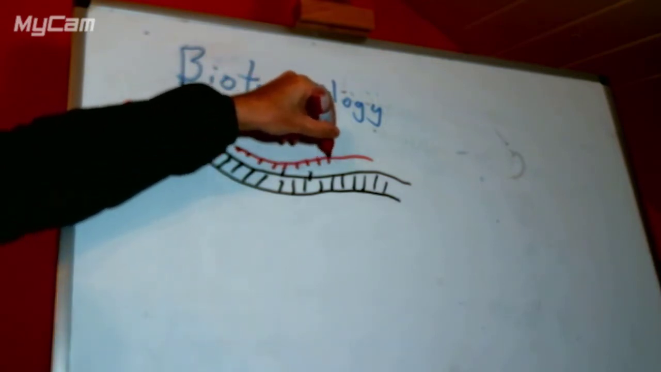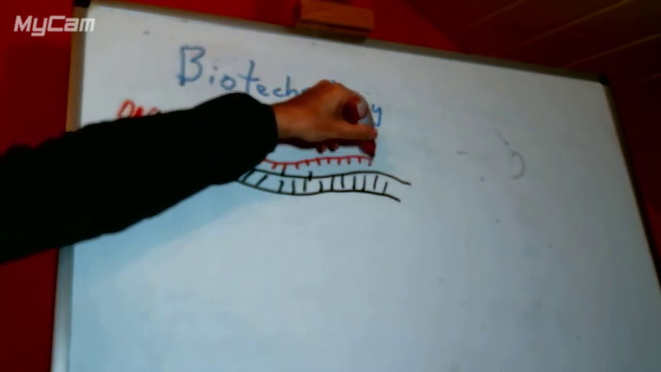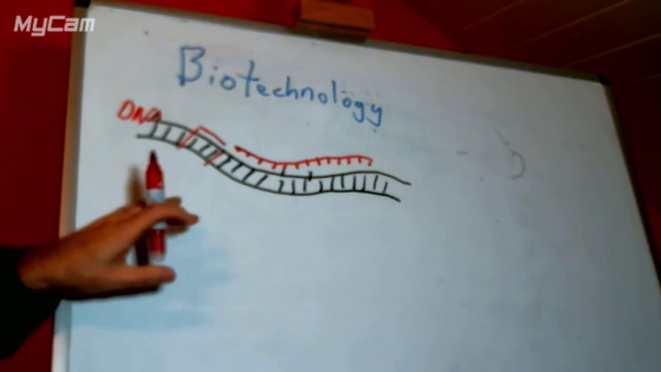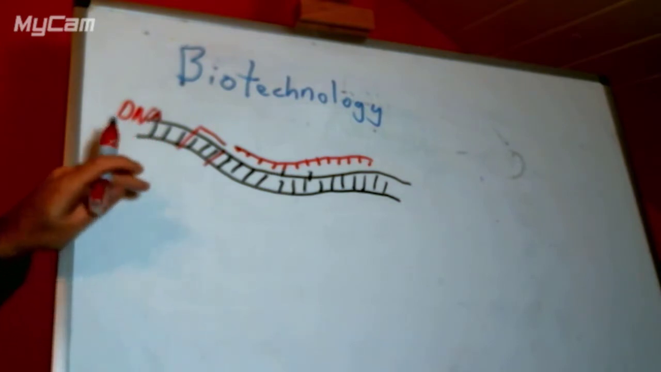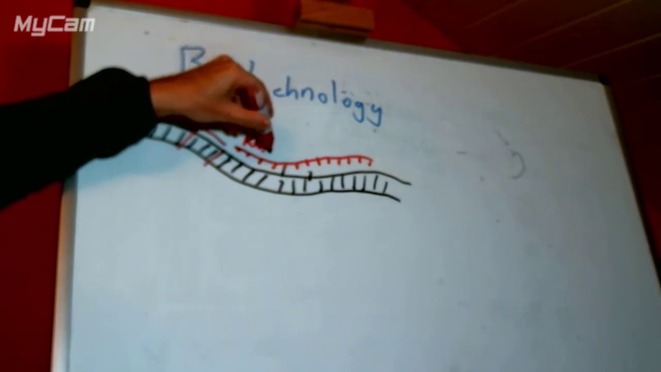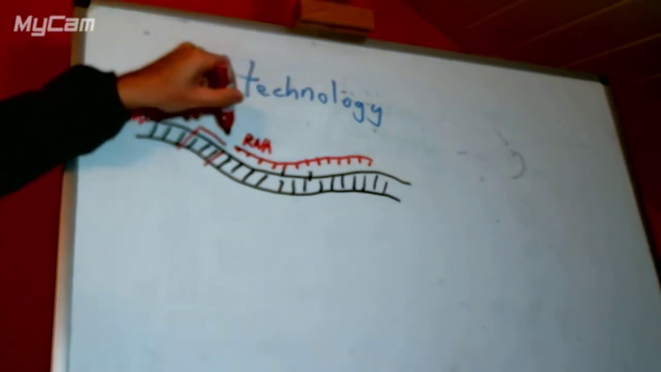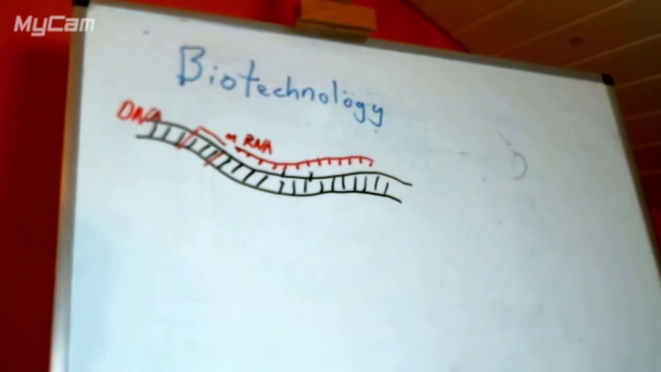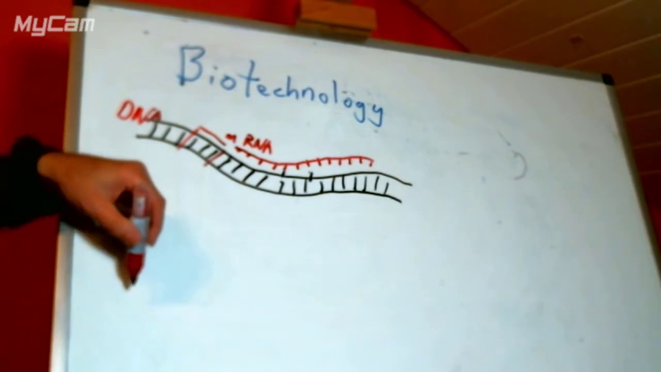So we have our RNA bases on here, and they match the DNA bases. We will think about the copying process in a moment. So this would be RNA. This type of RNA is messenger RNA, so it's got a little M. Our messenger RNA is now used to make protein.